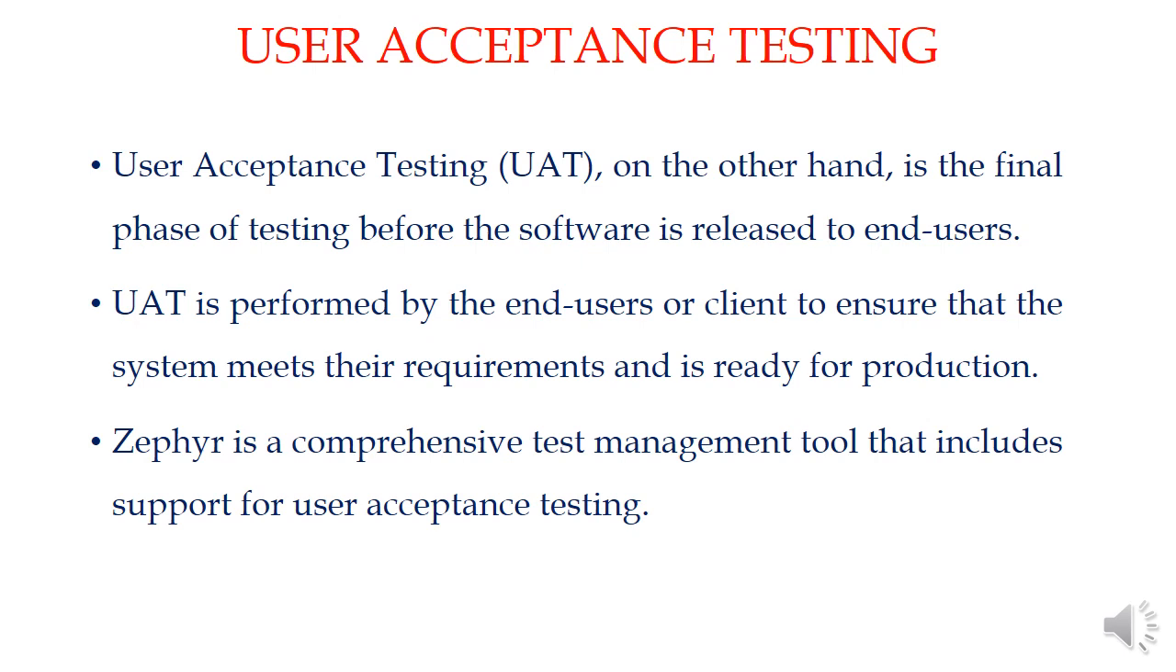User acceptance testing is the final phase of testing before the software is released to the end user. UAT is performed by the end user or client to ensure that the system meets the requirements and is ready for production. Zephyr is a comprehensive test management tool that includes support for user acceptance testing.